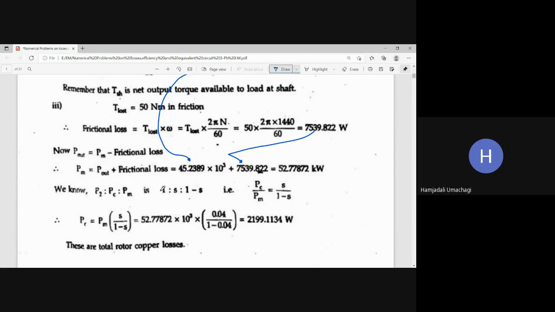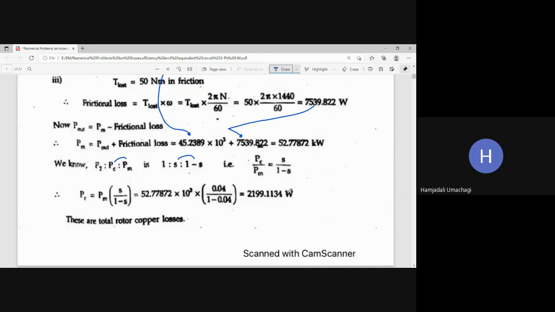So now using this equation, I can write PC by PM, the ratio of copper loss to the gross mechanical power, is equal to S upon 1 minus S. So from this equation I can write PC equal to, cross multiplying, S into PM upon 1 minus S. Okay, so now substitute all the values.